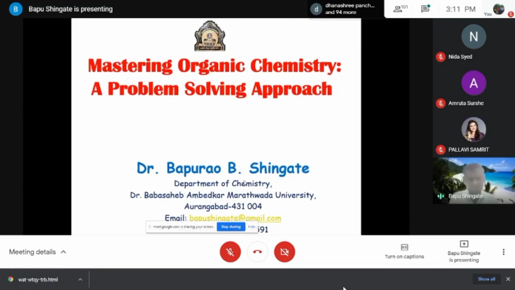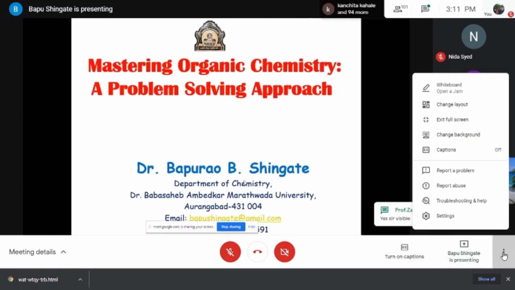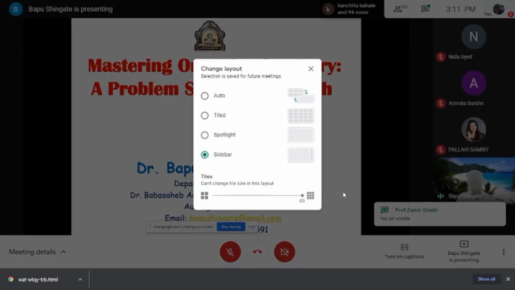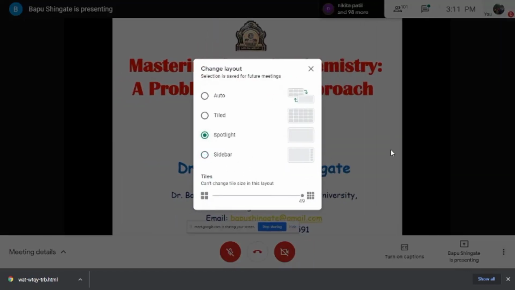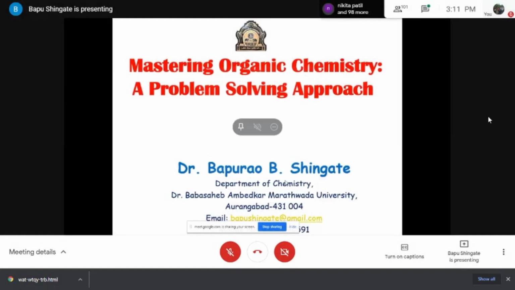Yeah, the first slide, you can see: mastering organic chemistry, a problem solving approach, as rightly mentioned by our student Sapna. She introduced me: after completion of my post graduation from Department of Chemistry, Dr. Babasaheb Ambedkar Marathwada University in 1999, I prepared for the NET examination in 2001, qualified SET and NET under the JRF category, and then joined the PhD program at India's premier institution, National Chemical Laboratory, Pune.